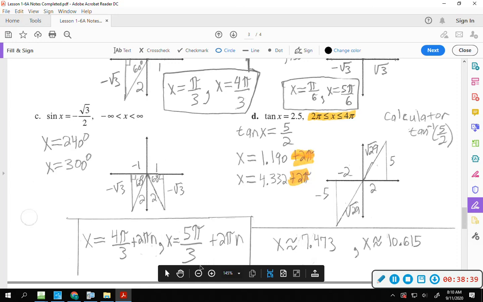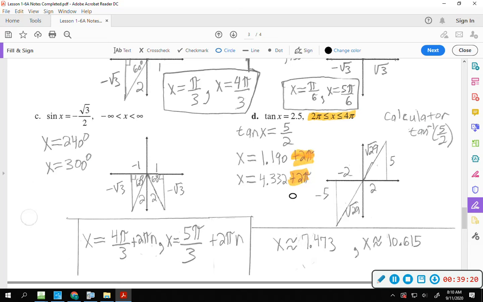Okay? Last one is a calculator problem. And it's tricky because it wants an answer from 2 pi to 4 pi. It's a little bit tricky. I still start by drawing the triangle so I know where my answer should be. The tangent is positive. All students take calculus, in the first and third quadrant. This is opposite over adjacent. I do the Pythagorean theorem, 25 plus 4, take the square root just to get this. But this is not going to be a special right triangle that I'm going to recognize. So I have to use my calculator.